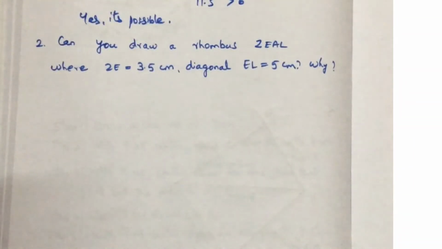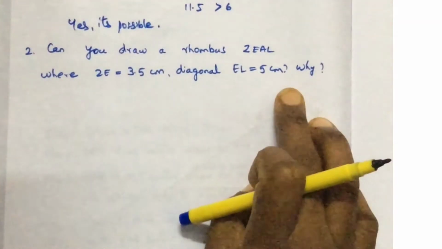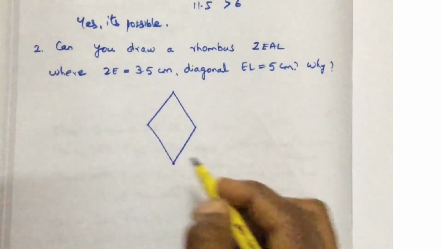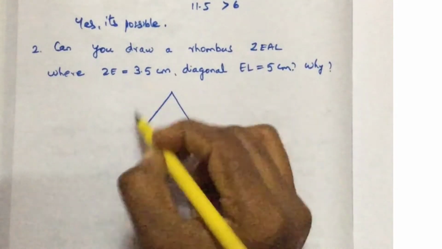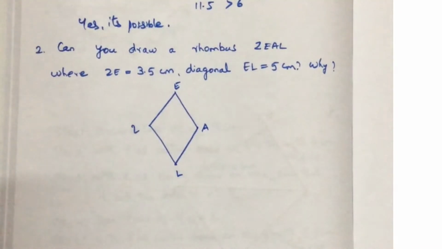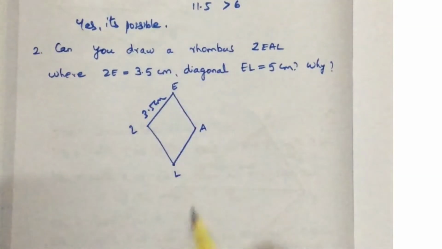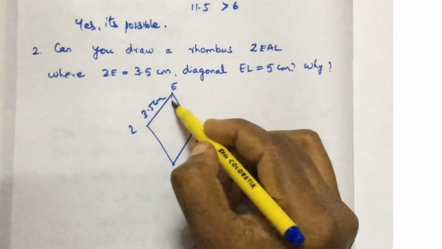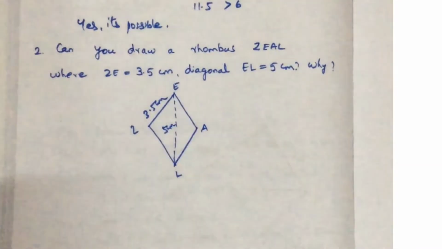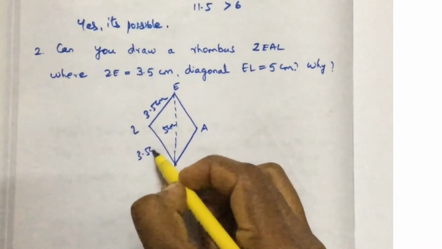Next problem is, can you draw a rhombus ZEAL where ZT is 3.5 cm and diagonal EL is 5 cm. Let me have a rough sketch. This is a rhombus, ZEAL. Okay, in the rhombus all the sides are equal. Here given ZT is 3.5 cm and diagonal EL, this EL is 5 cm. So in a rhombus all the sides are equal, so this side is also equal to 3.5 cm.